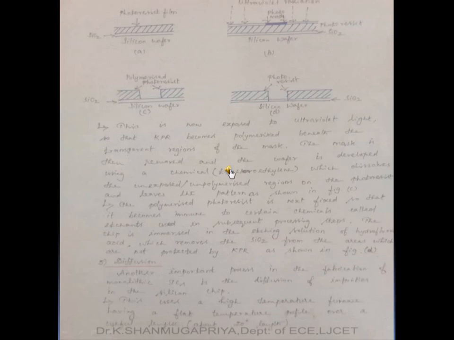As I told you earlier, the silicon wafer is coated with a film of photosensitive emulsion, that is photoresist, which is shown in figure A, and figure B shows the exposure to ultraviolet light so that the KPR becomes polymerized. The mask is then removed and the wafer is developed by using a chemical, trichloroethylene, which dissolves the unexposed region of the photoresist and leaves the pattern, which is shown in figure C.